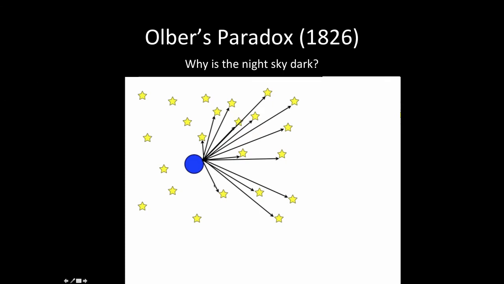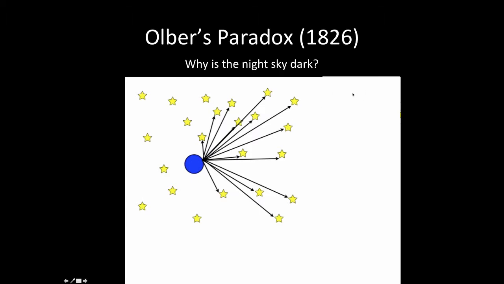Here we are on Earth looking out at the stars, and the question is, would we expect to see light from stars in every direction that we look in? Well, if the universe were infinite, then in every direction you look, your line of sight would end on a star.